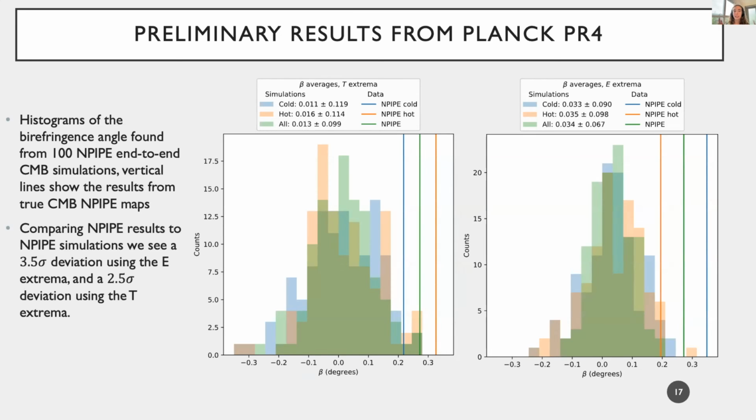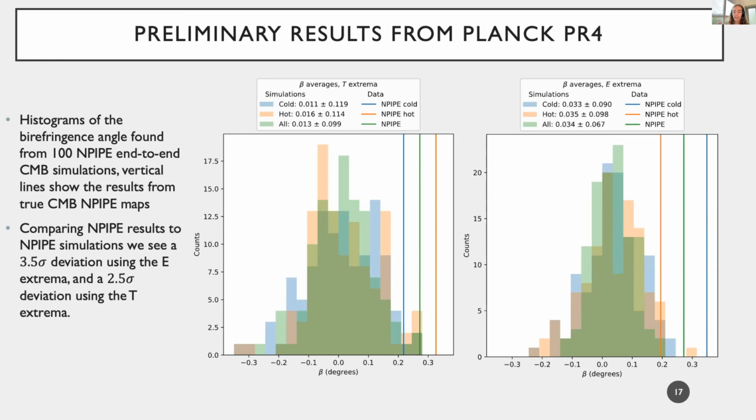So what you can see here is a histogram found from 100 of the NPIPE end-to-end simulations where I've done this analysis and found a final birefringence angle from the map, and comparing it to the results from the true NPIPE CMB map, which are the vertical lines. In this plot there are also the cold spots and the hot spots, just to show that they are consistent with each other, as well as the accumulation of all the extrema.